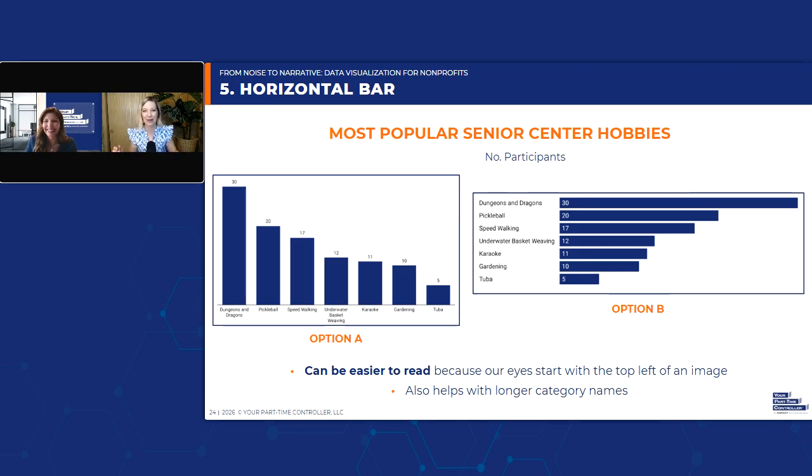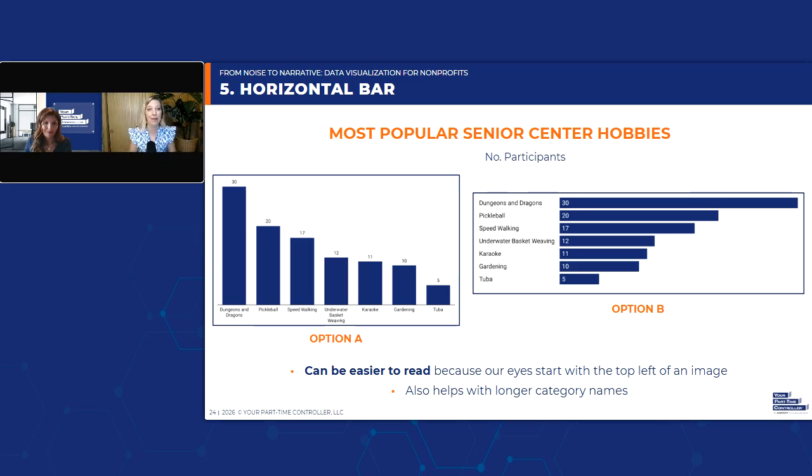Horizontal axis. How many participants like underwater basket weaving? How long does it take for you to find it? Yeah, 12. You can see that immediately. It is so much easier to find what category you need to look at when the words are stacked like that. It's easier to read a horizontal bar chart because you can skim and get the information really fast. So that's part of why we like them.